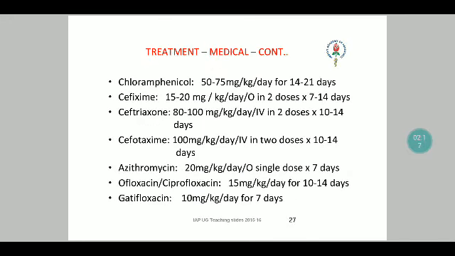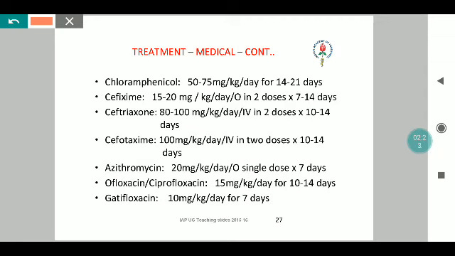Now if you do see the dosages of enteric fever, though the slide has mentioned all the dosages, in quite simple practice what we follow is cefixime, ceftriaxone and azithromycin, and the duration of therapy is generally 14 days except for azithromycin, which is given for 7 days. Cefixime and ceftriaxone are divided into 2 doses, whereas azithromycin is kept as a single oral dosage.